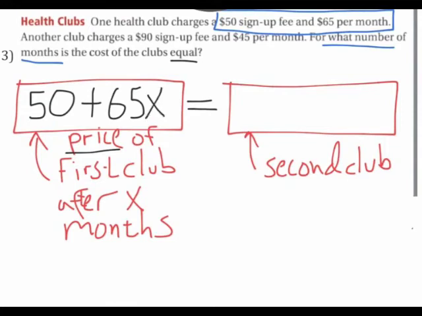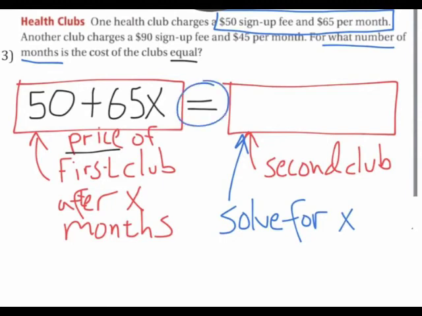Okay? So from here, I think that you can finish writing the equation, and then, just like in the previous two problems, solve the resulting equation for x in order to determine how many months it will take for the two clubs to have the same price.